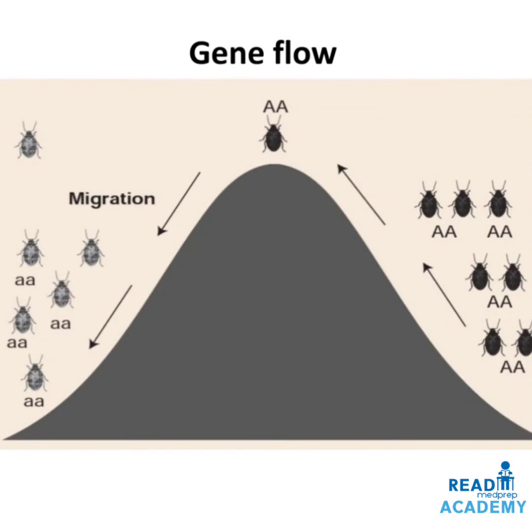Here you can see in this image the gene flow, where the capital A beetles survive better than the grey colored beetles with the homozygous recessive character aa, because of migration and because of being eaten by the birds.